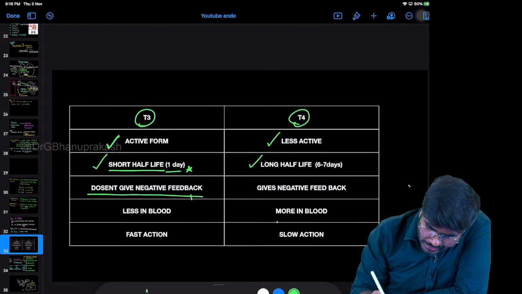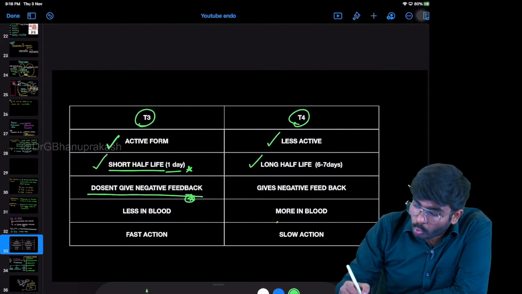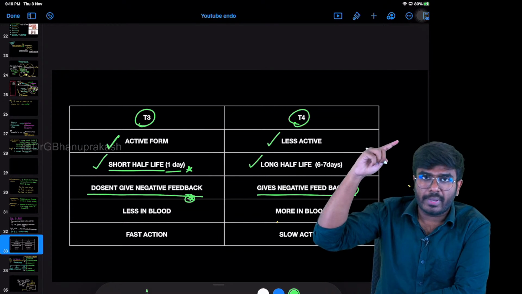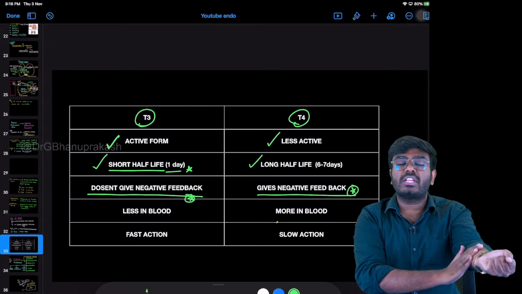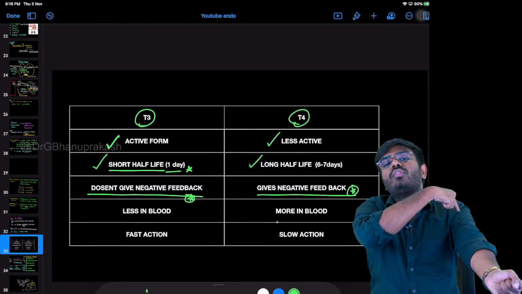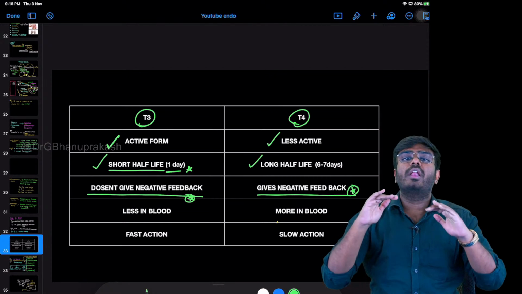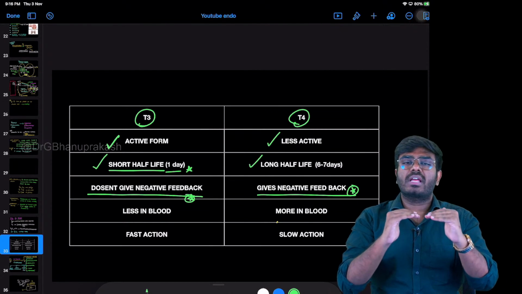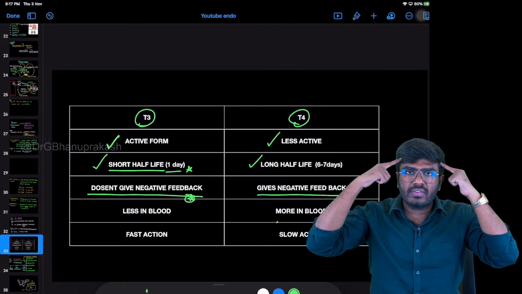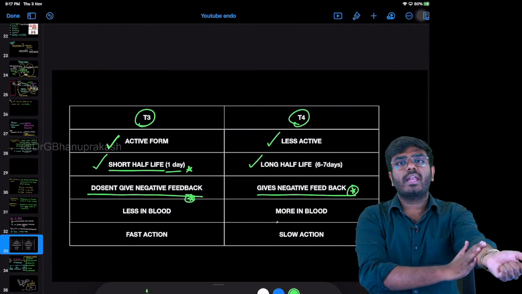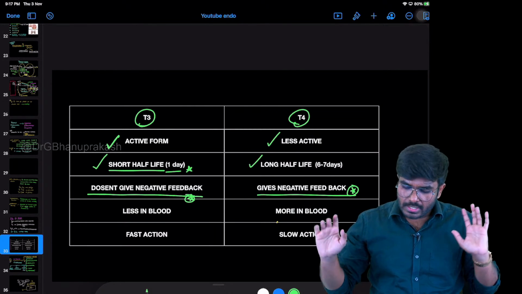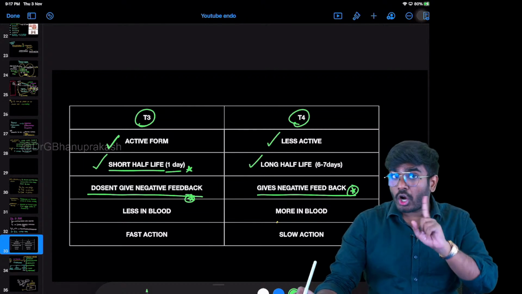Now T3, does it give negative feedback? No. Who gives the negative feedback? Negative feedback to the central nervous system. Whenever you have enough amount of T3 and T4, the T4 levels will give negative feedback to the central nervous system. Already T4 is there. Thyroid hormones are there. There is no need of TRH, no need of TSH. Enough thyroid hormones are there. Okay, so T4 gives the negative feedback, not the T3.